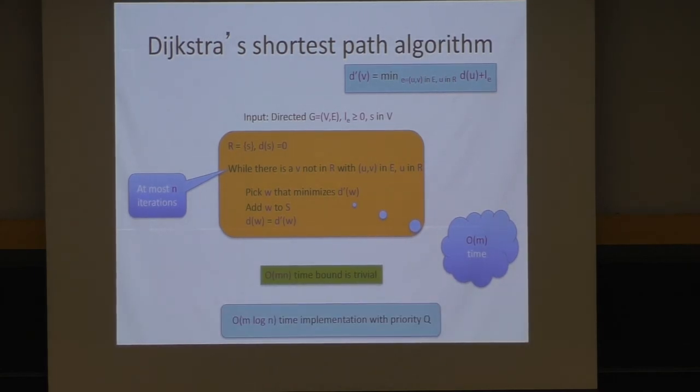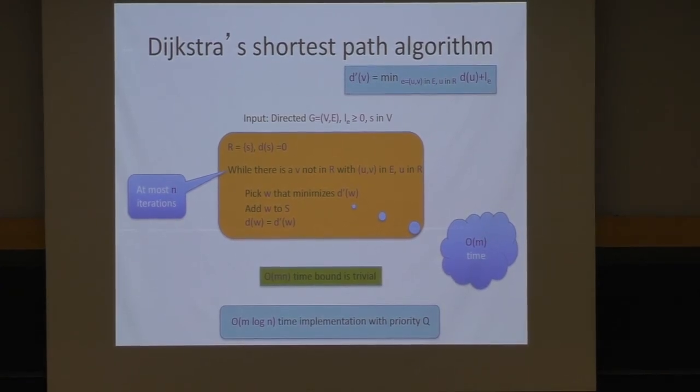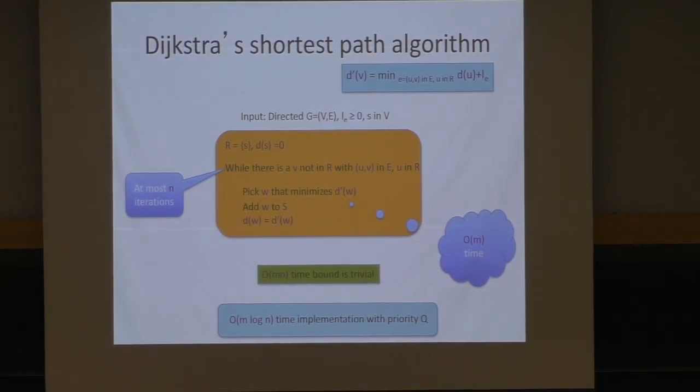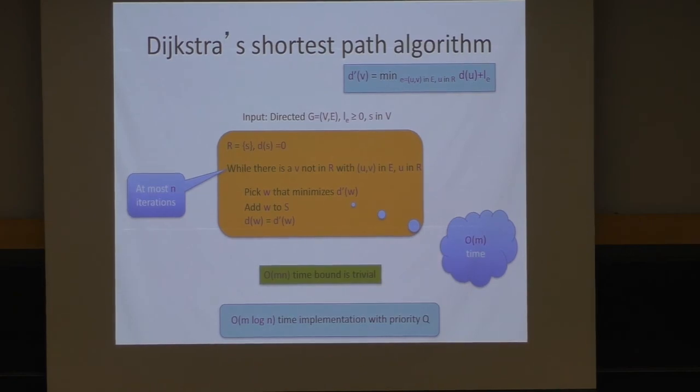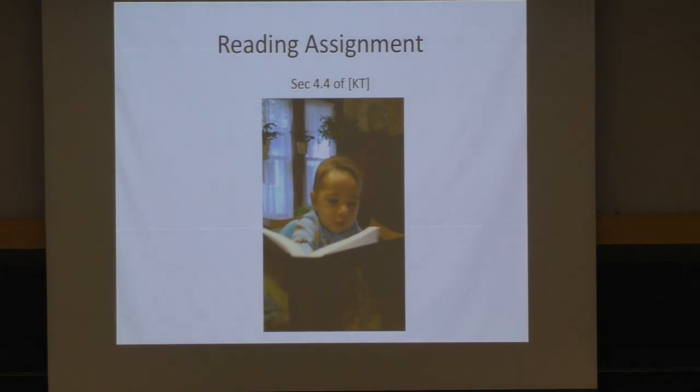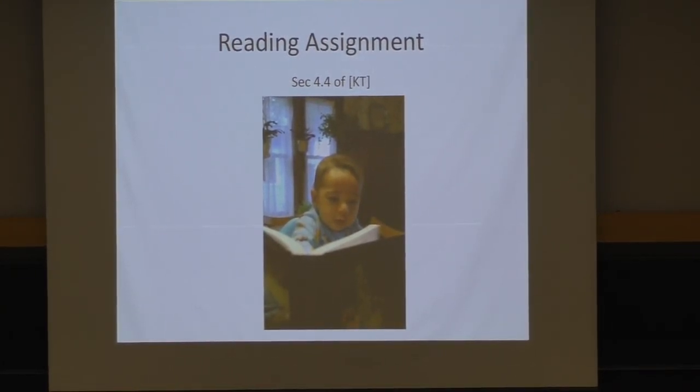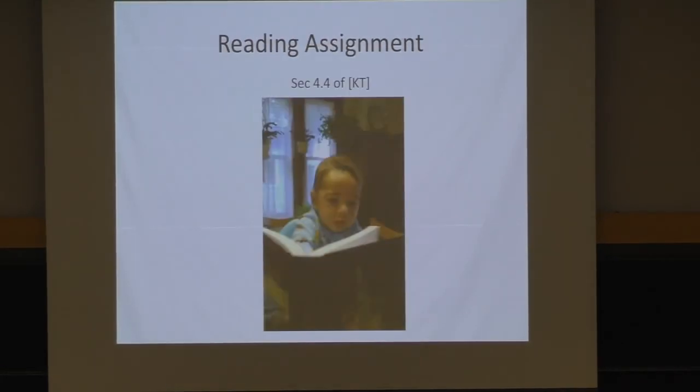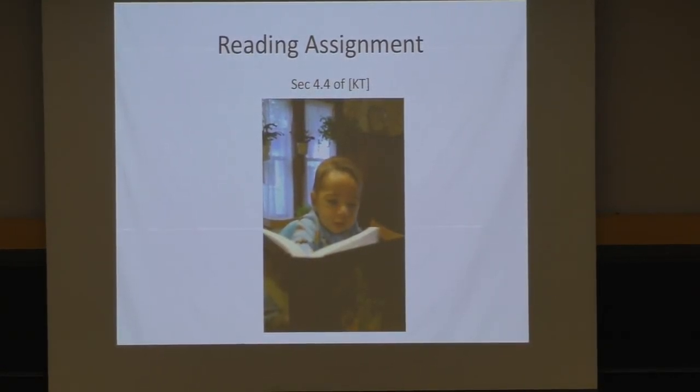It's fairly simple. There's actually an m log n time implementation that we quickly went over last time, and I won't go into any detail today, but it's there in the book. It uses the priority queue data structure, which in turn is based on the heap data structure. There's a bunch of stuff I didn't quite cover related to this runtime analysis, so whatever remains of section 4.4 is a reading assignment. Any questions on the shortest path problem or Dijkstra's algorithm before we move on?